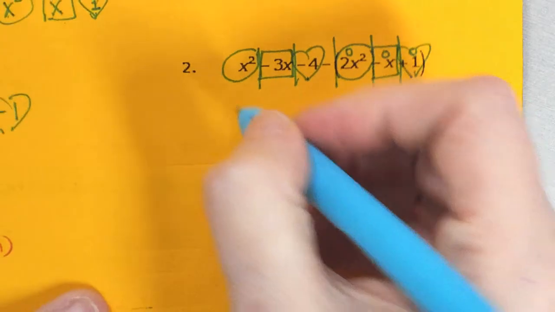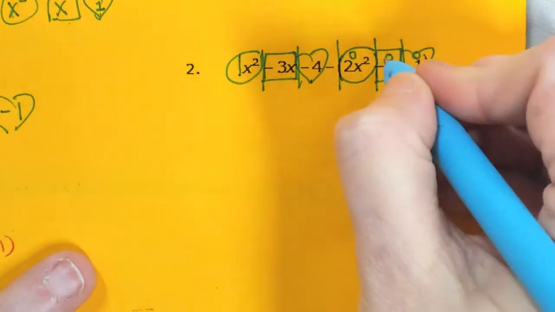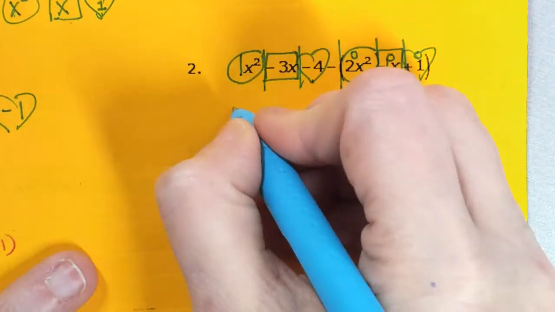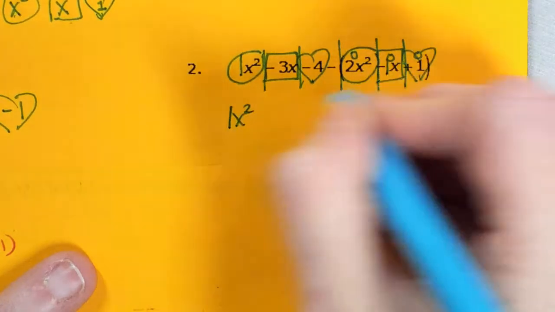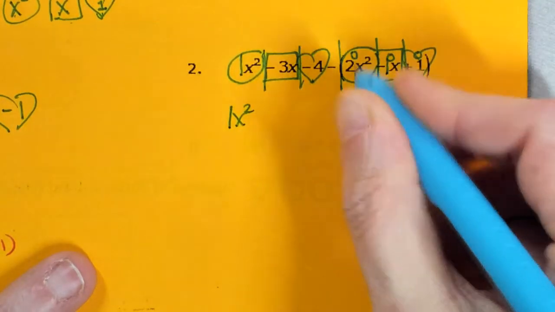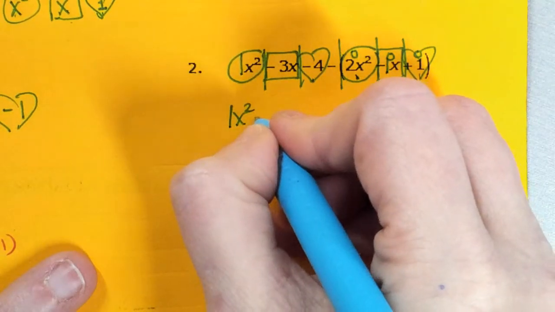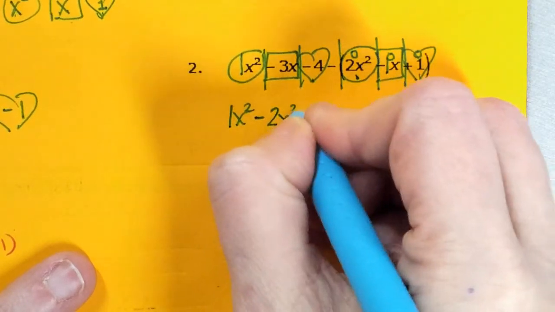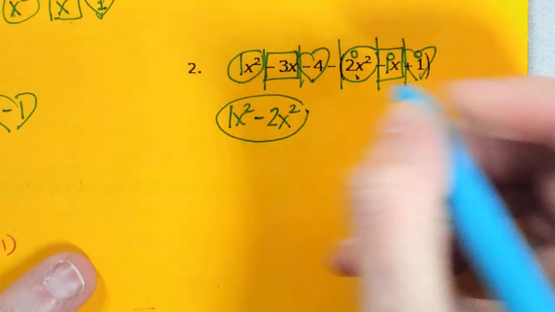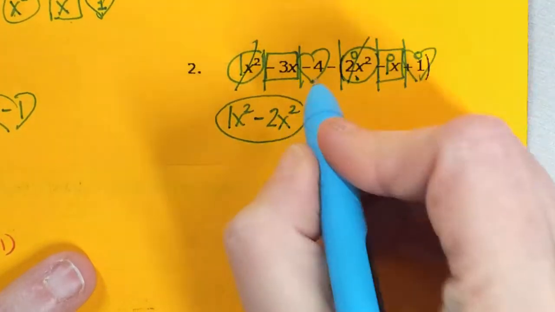Okay, now I'm going to rewrite them grouped below. Sorry about that, I got to put my invisible coefficients there. So I have 1x squared, and it says 2x squared here, but it says opposite. So instead of putting positive, I'm going to put minus 2x squared. Okay? Now, I crossed those off because I took care of them.